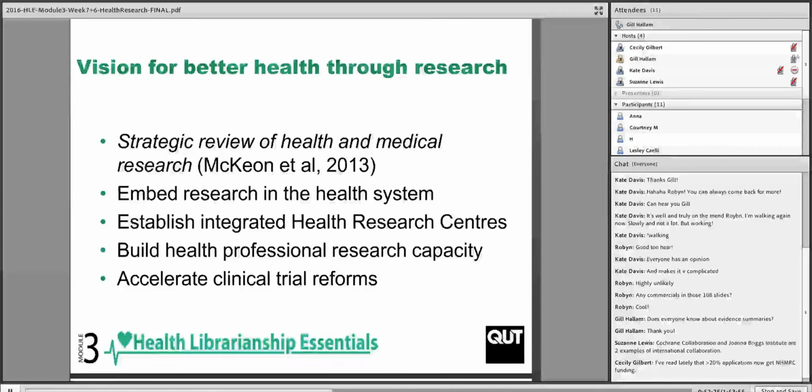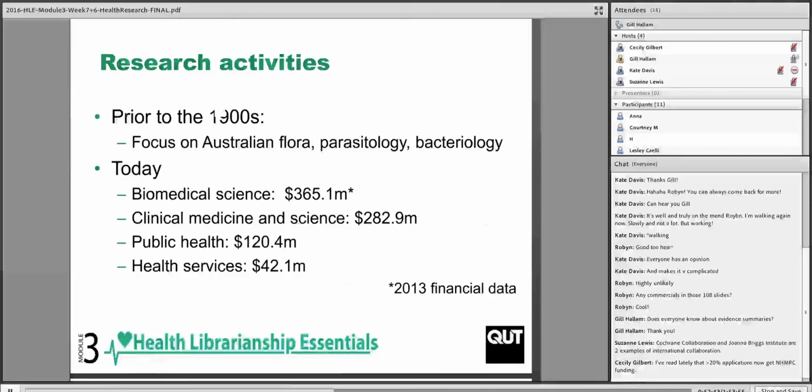Certainly, there is a strong understanding that it needs to have research capacity, health professionals who are embedded in this area, and integrated health research centres. So a lot of great ideas, but of course they all need funding. And so that's the big policy development area.